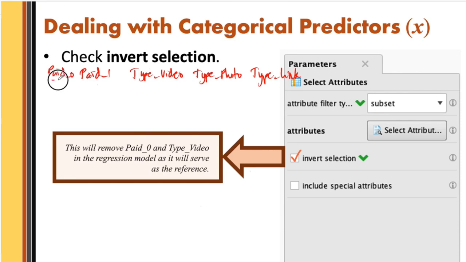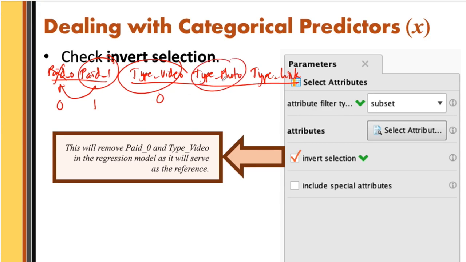Meaning if this is your data for paid and type, this will be maintained and this will be removed, meaning this is your 0 and this is your 1. In the type attribute, this will be 0 and the attributes here will be 1 because they will serve as the dummy variables.